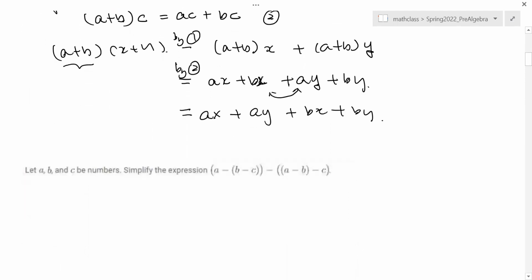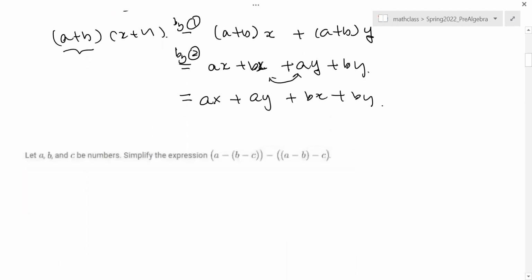The second one is just simplified, okay? To simplify, you need to remove the parentheses step by step. I think the first step you have to do is a minus b minus parentheses minus c. So you have to plus minus b plus c, okay? Minus a minus b minus c.